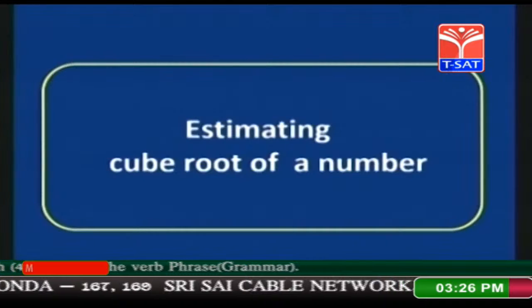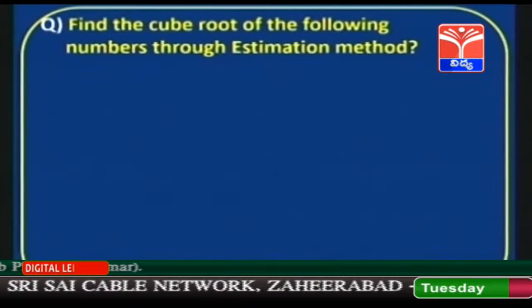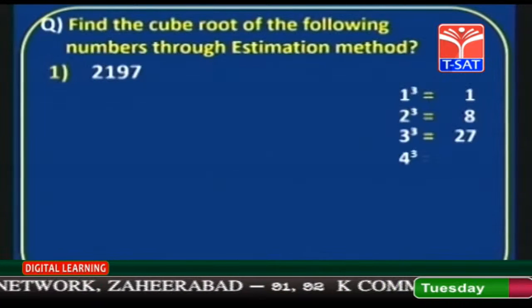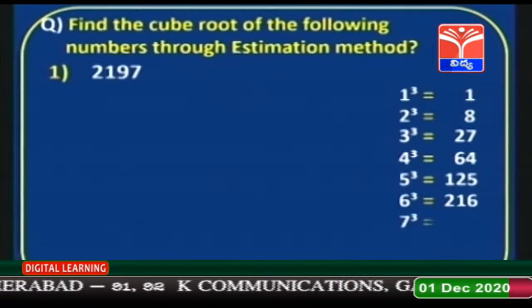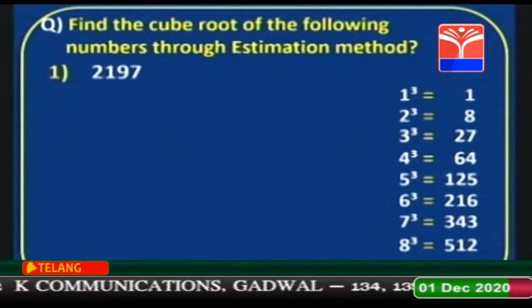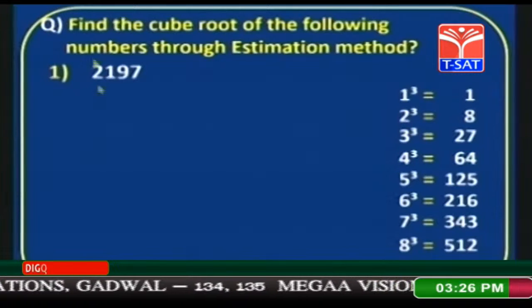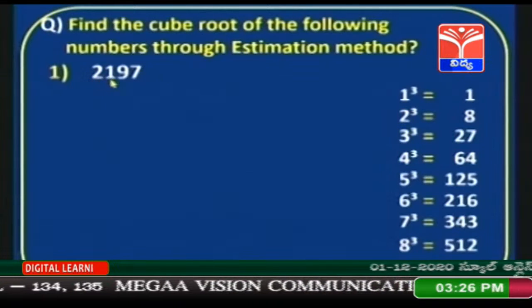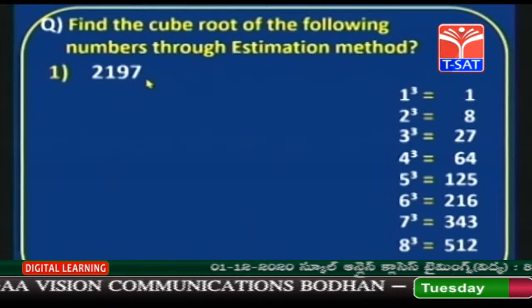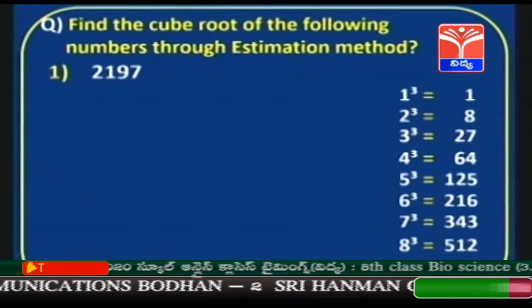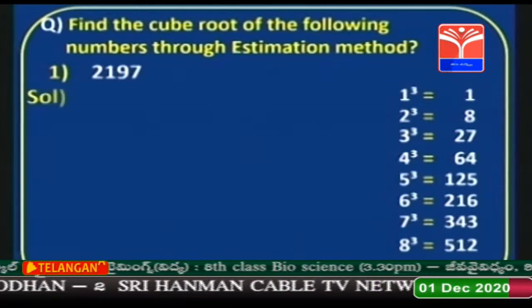Now estimating cube root of a number. Find the cube root of the following numbers through estimation method. Okay children, what are you observing on the screen? You are observing perfect cubes. Yes, this is the given number 2197. If you want to find the cube root by estimation method, you have to take perfect cubes. So what is the given number?